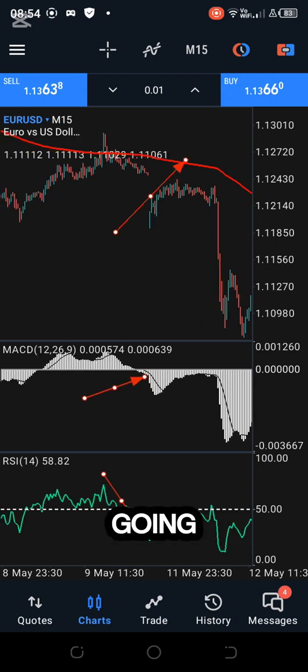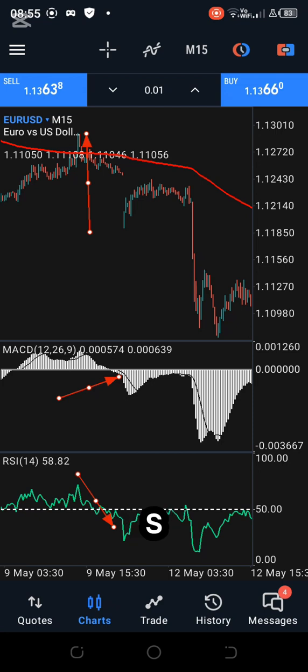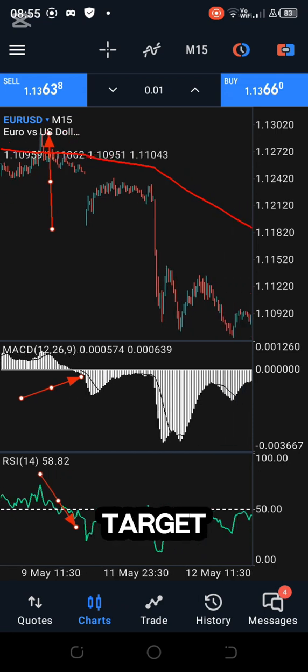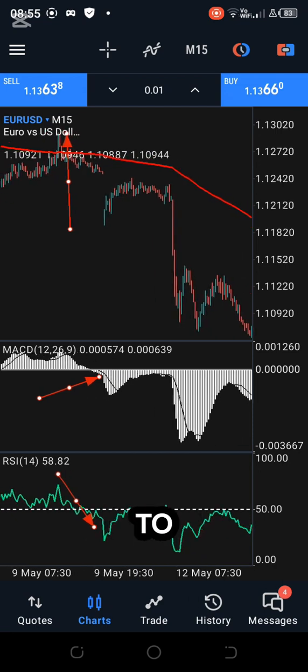Your SL, we're going to place it just above this recent swing high. Then it's now 2 times the SL to get our target profit. So you can see we're going to eventually hit our TP.